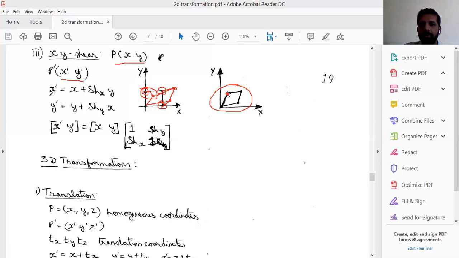Now x dash value will be equal to x plus shearing value in x direction into its y value. Similarly, since it is going to be sheared along the other axis also, y dash will be equal to y plus shearing value along y multiplied by x. Once you put it in the matrix form, x dash y dash will be equal to xy into the matrix 1, shearing of y, shearing of x, and 1. This is actually 1.